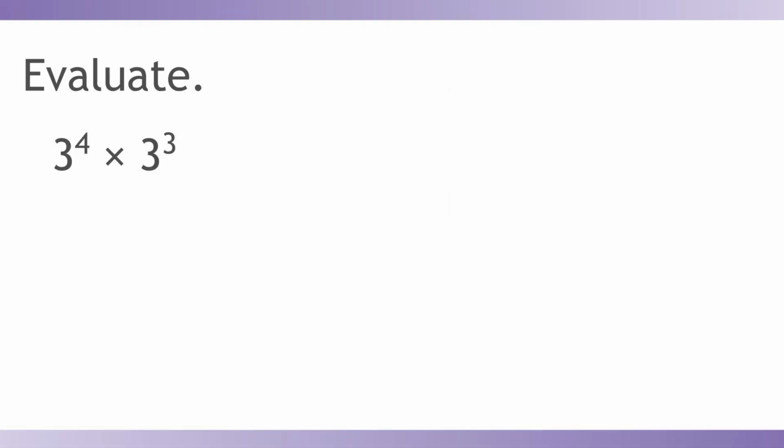Evaluate 3 to the fourth power times 3 to the third power. Since we're multiplying, let's add the exponents 4 and 3 to get 7. 3 to the seventh power is 2,187. Nice! Let's take a look at why this is true.